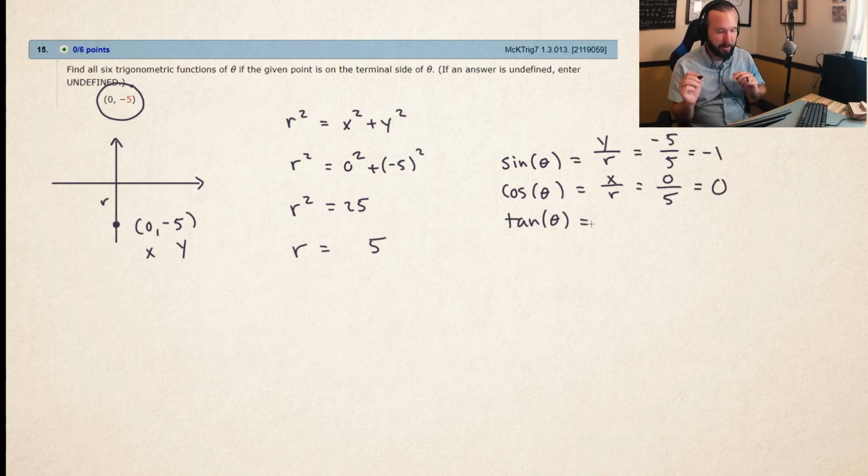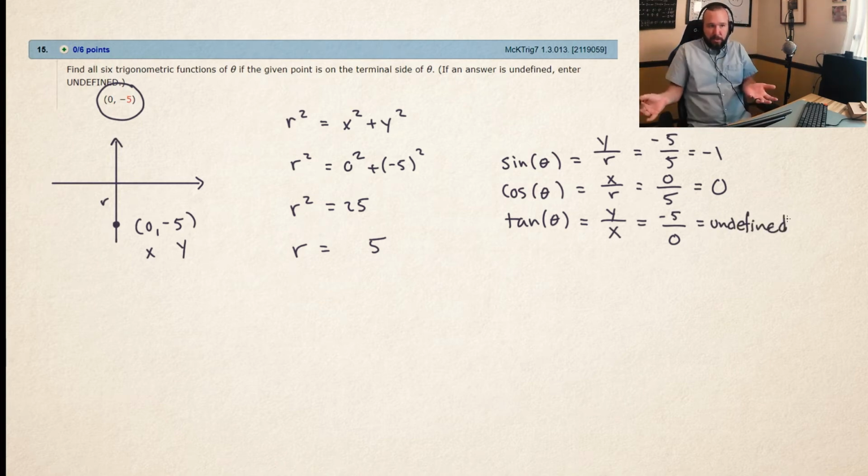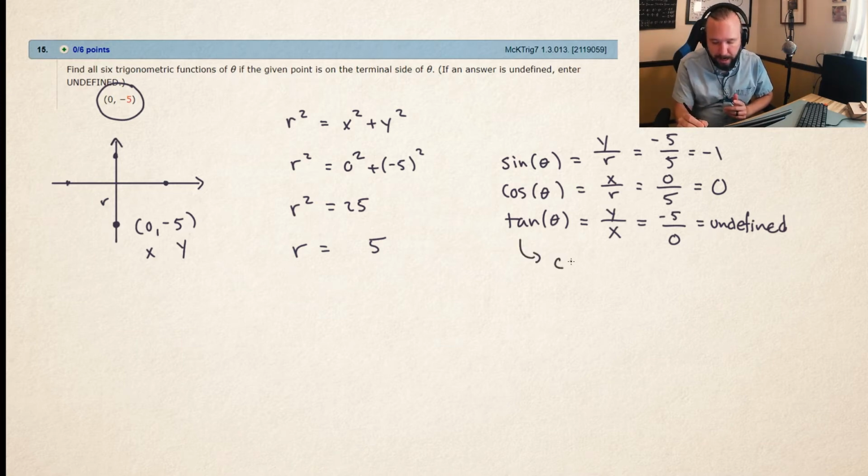Okay, now tangent. So tangent is y over x. Oh, and you can see this is when we run into a problem. This will be negative 5 divided by 0, which is undefined. So that's fine. I mean, it's just the answer. The answer is undefined. So just heads up on that. If you have a point that lives on one of these coordinate axes, then it's very likely that tangent or perhaps cotangent could be undefined.